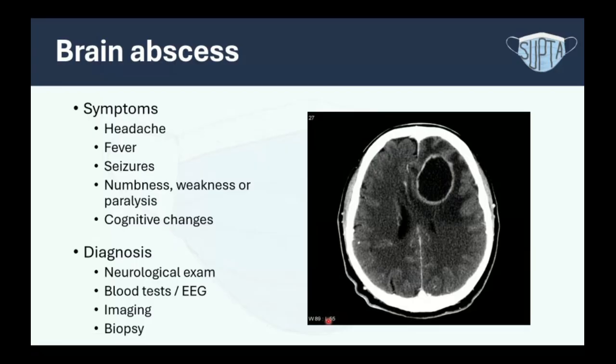So some of the symptoms. Similar, a lot of the time with neuro things, you can get these common symptoms. So you can get headache, fever, seizures, numbness, weakness, or paralysis, and cognitive changes.